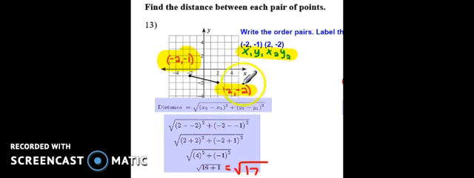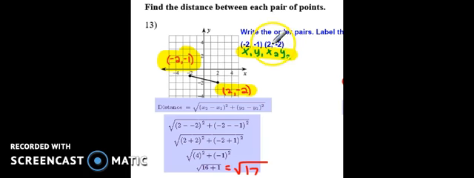So first I'm going to look at my picture. If it was a straight line, I could say it was 1, 2, 3, 4. So I know the answer is going to be more than 4 because this is on a slope. It's not a horizontal line. So I know it's more than 4. So I am going to use the distance formula.